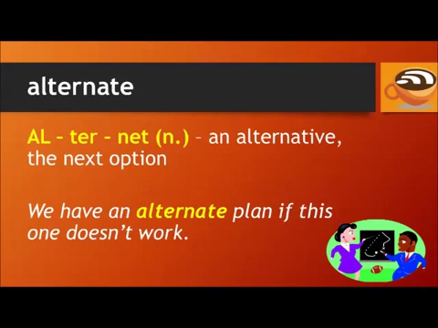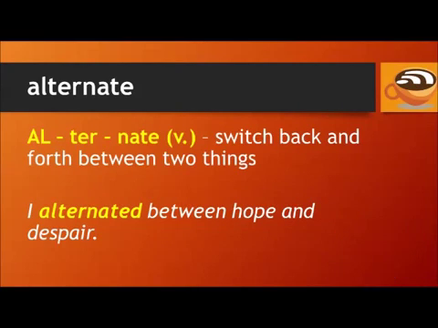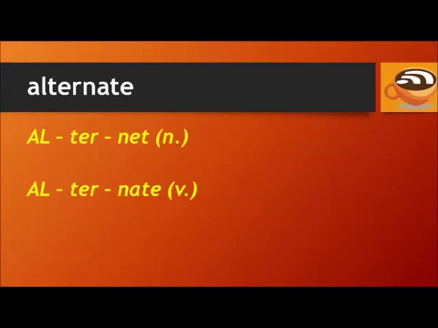The first one is alternate and alternate. Alternate means an alternative, the next option. For example, we have an alternate plan if this one doesn't work. Alternate, a verb, means to switch back and forth between two things. I alternated between hope and despair. Try to say the difference with me. Alternate. Alternate.